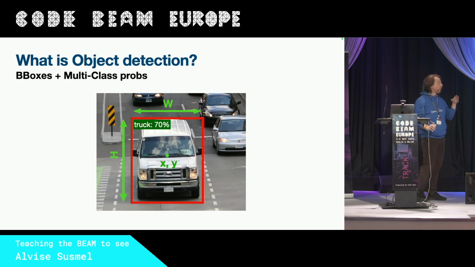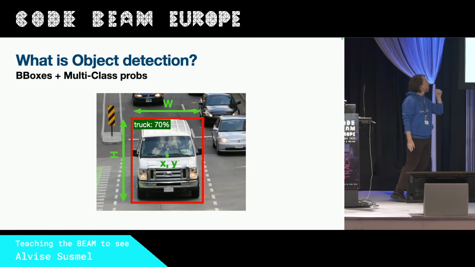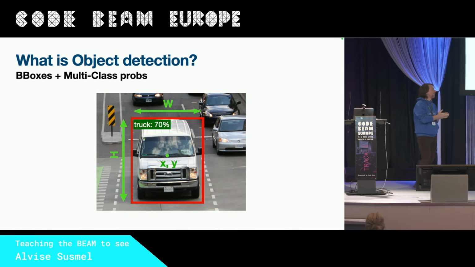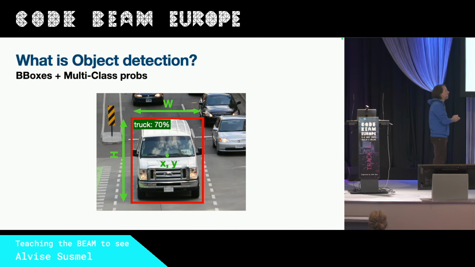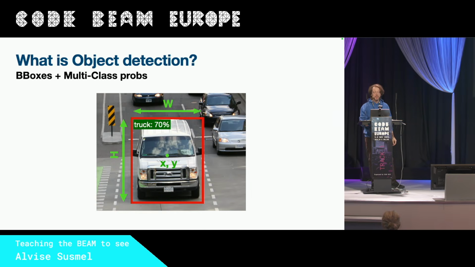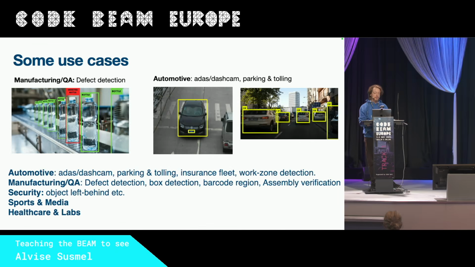So here we get for this object, which is a truck, x, y, and the width and the height of the bounding box. Usually these are floats, numbers between 0 and 1 because they are relative to the whole image size. And then we get the probability distribution for all the supported classes. So in this case, 70%. Usually we get a float, a number again from 0 to 1. In this case, it would be 0.7 for a truck.